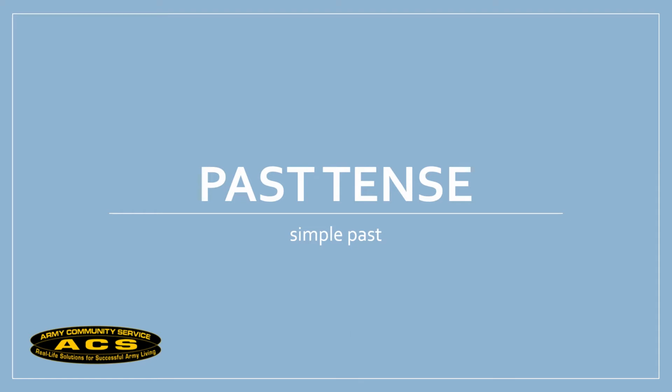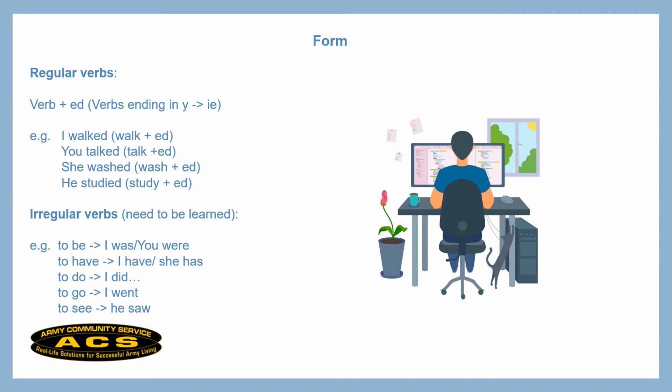The English language has multiple tenses that can help you to express that something happened in the past. One of them is the simple past tense. To form the simple past, when it comes to regular verbs, it's pretty easy. You use the verb and you add -ed at the end. If you have a verb ending in y, you change the y into ie.